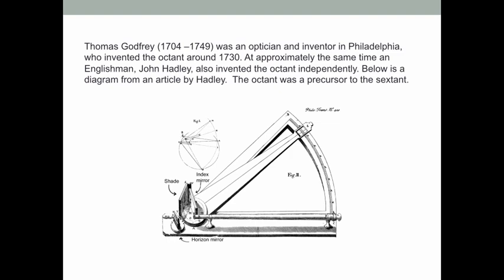Thomas Godfrey, who lived from 1704 to 1749, was an optician and inventor in Philadelphia who invented the octant around 1730. At approximately the same time, an Englishman, John Hadley, also invented the octant independently. Below is a diagram from an article by Hadley. And the octant was a precursor to the sextant.